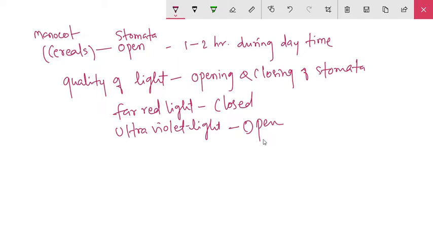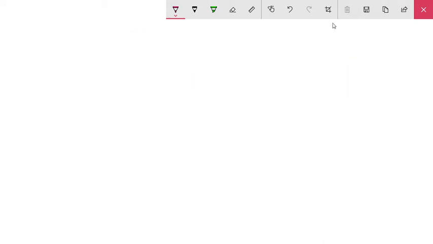Similarly, opening of stomata occurs in the presence of red and blue light. So light directly or indirectly affects the plant's life. In far red light the stomata is closed, but in ultraviolet light or in red and blue light the stomata is open, and we know that when the stomata is open the rate of transpiration is more. So the quality of light also affects the opening and closing of the stomata, and ultimately the transpiration. Then the next factor, that is the atmospheric humidity.